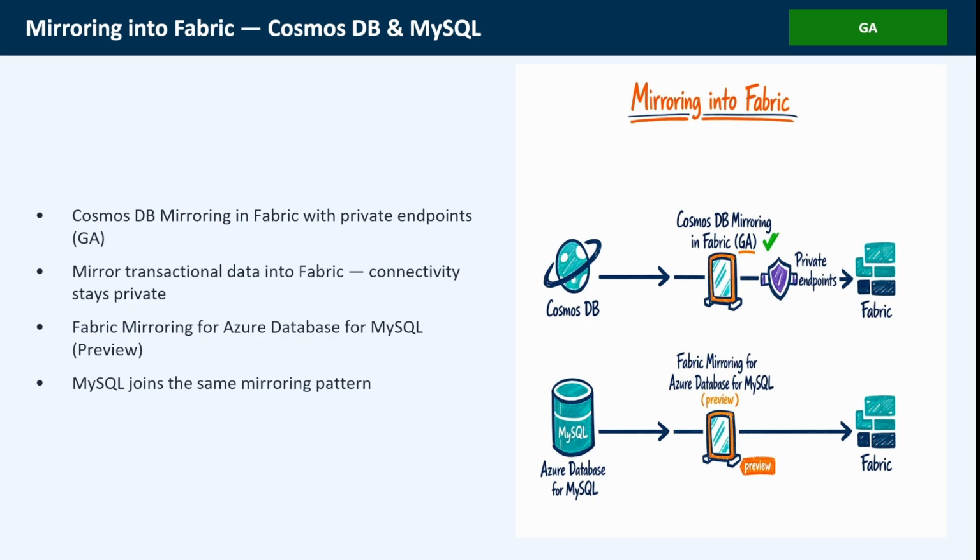On the analytics side, Cosmos DB mirroring in Fabric with private endpoints is GA, so I can mirror transactional data into Fabric while keeping the connectivity private, so that's awesome. And Fabric mirroring for Azure Database for MySQL is in preview, so MySQL joins that same pattern.